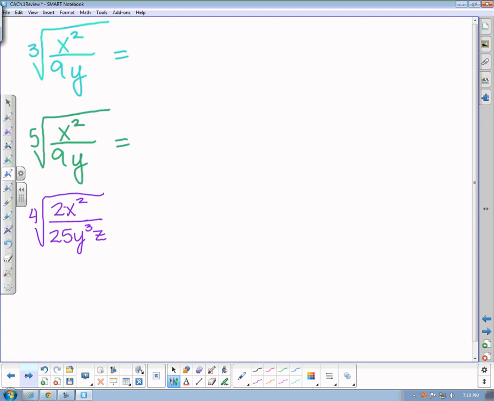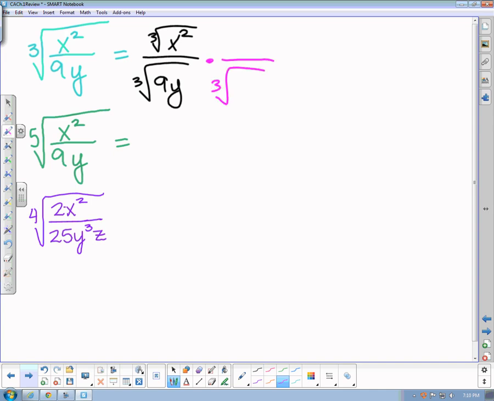Simplifying this expression, x squared over 9y, cube root of it. Well, there is no cube root for x squared, so that's just got to stay as is. There is no cube root of 9y either. So now we have to multiply by a form of 1. In this case, it's going to be the cube root of something. And since we're just going to start with a variable, since we have a y here, we need 2 more, so it's got to be y squared.